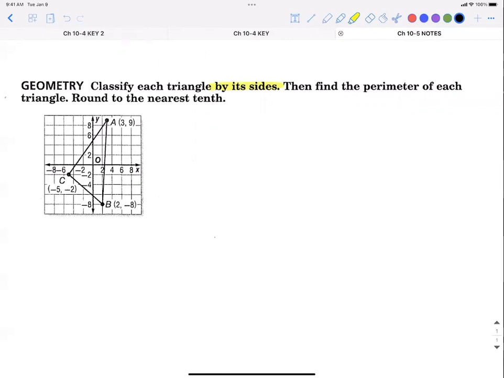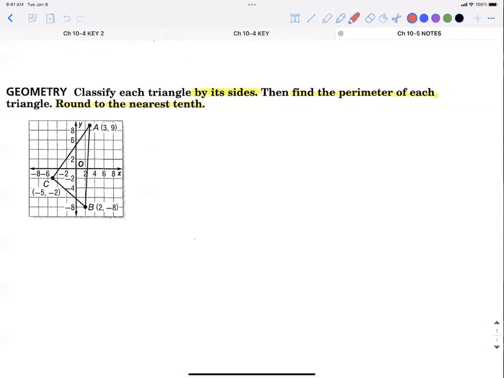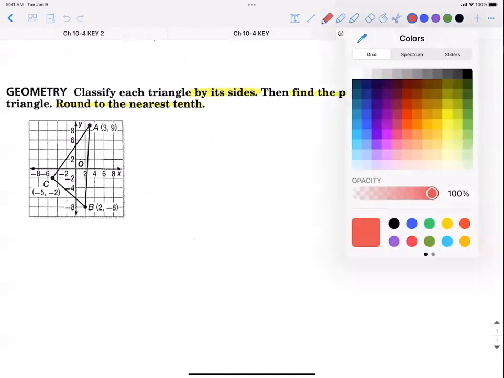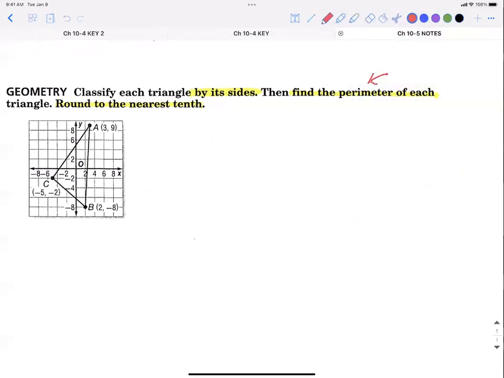And then it goes on to say, find the perimeter of each triangle and round to the nearest tenth. So if we're finding the perimeter of the triangle, if I were to go out there and draw a triangle on the ground and say, walk the perimeter and tell me how far you walked, what would you do? You'd add up each side. So if you need to make yourself a note of this, perimeter is adding all three sides. That's what finding the perimeter means.